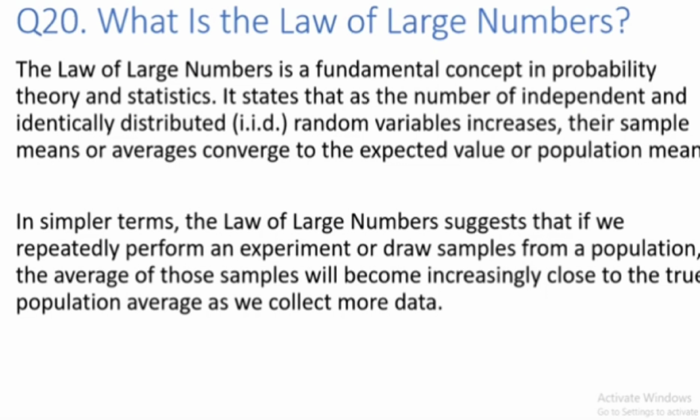In simple terms, the law of large numbers suggests that if we repeatedly perform an experiment or draw samples from a population, the average of those samples will become increasingly close to the true population average as we collect more data.